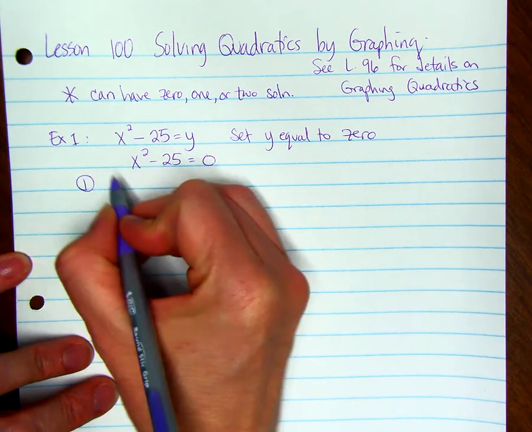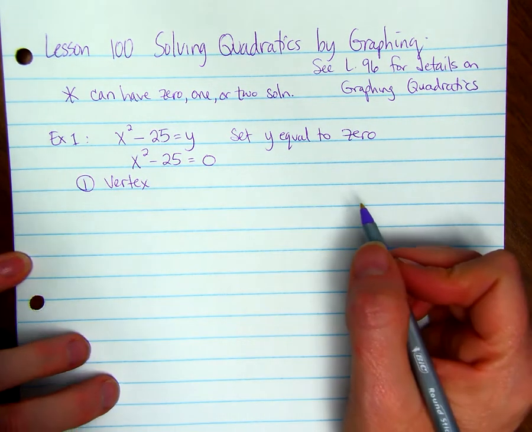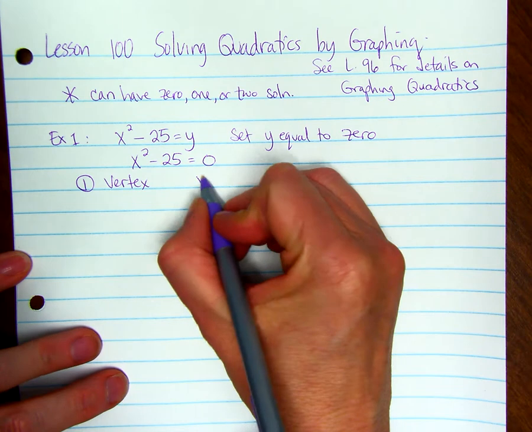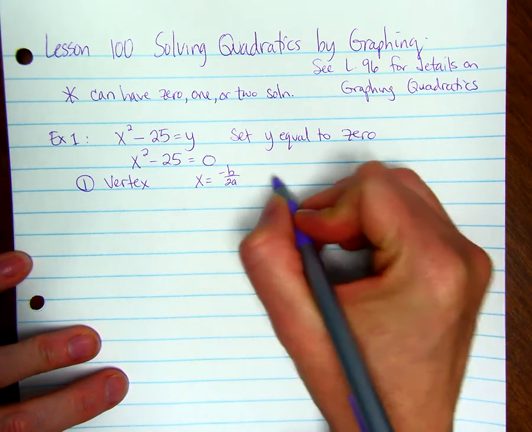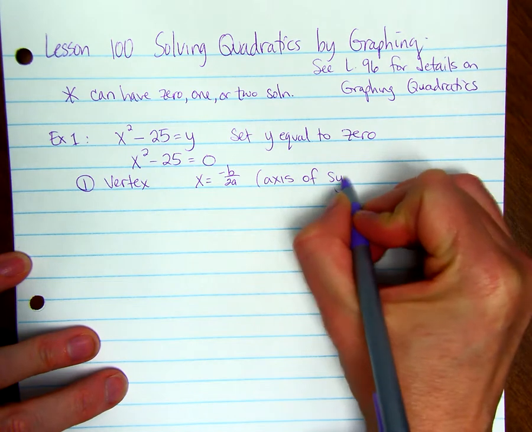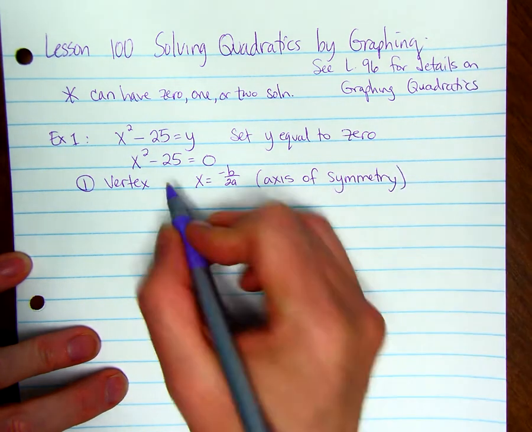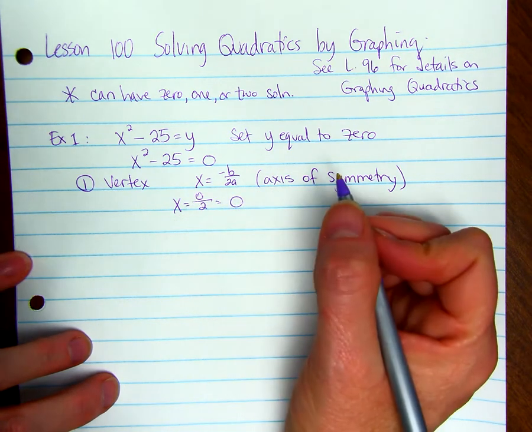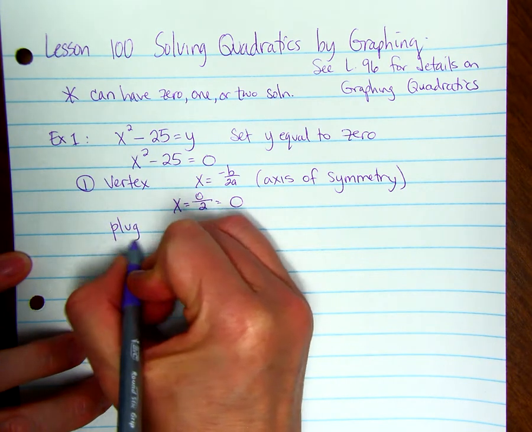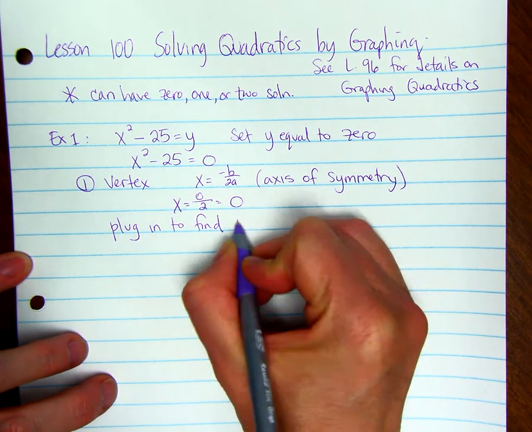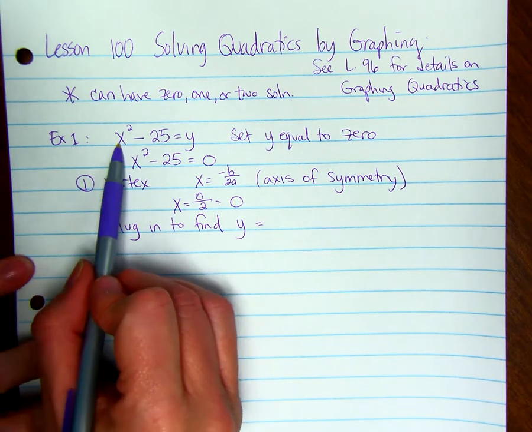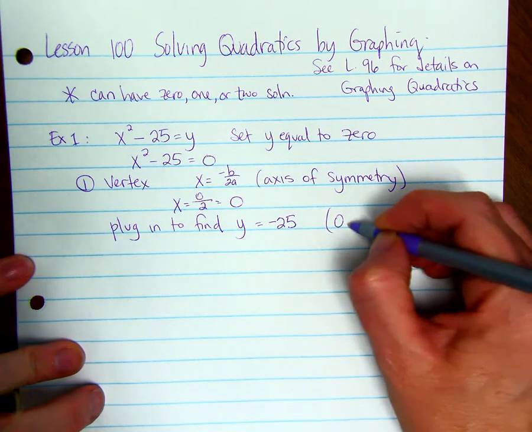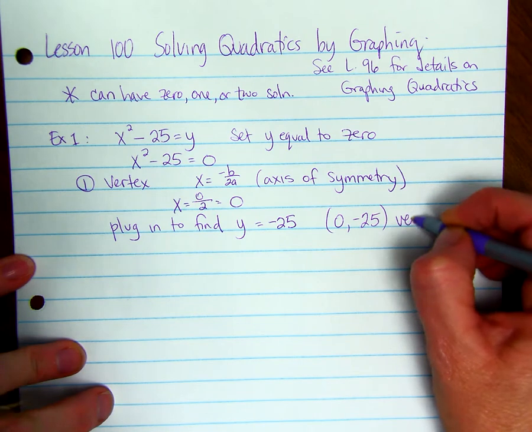The first step is we want to find the vertex. So we take x equals negative b over 2a. That's actually the axis of symmetry, so let's see what line it's symmetrical about. We have x equals 0 over 2, which is just 0. When x is 0, we plug that in to find y. 0 squared minus 25 is negative 25. So the point 0, negative 25 is the vertex.